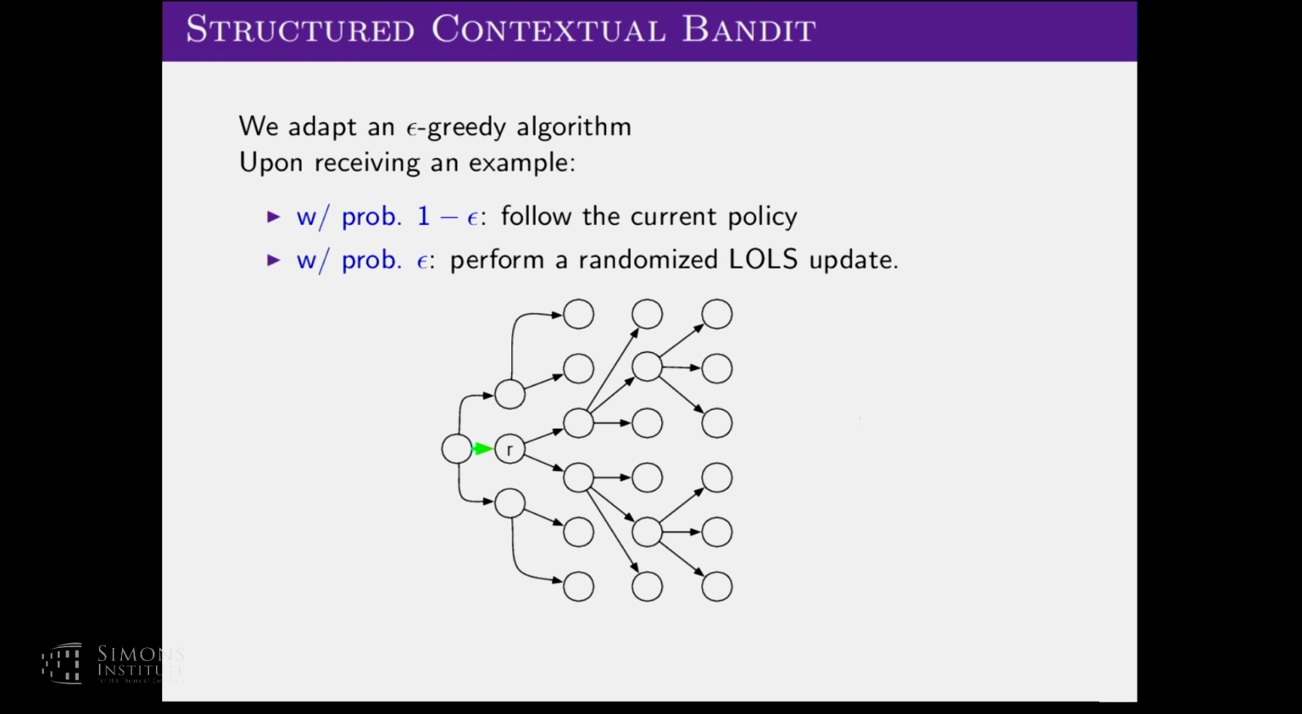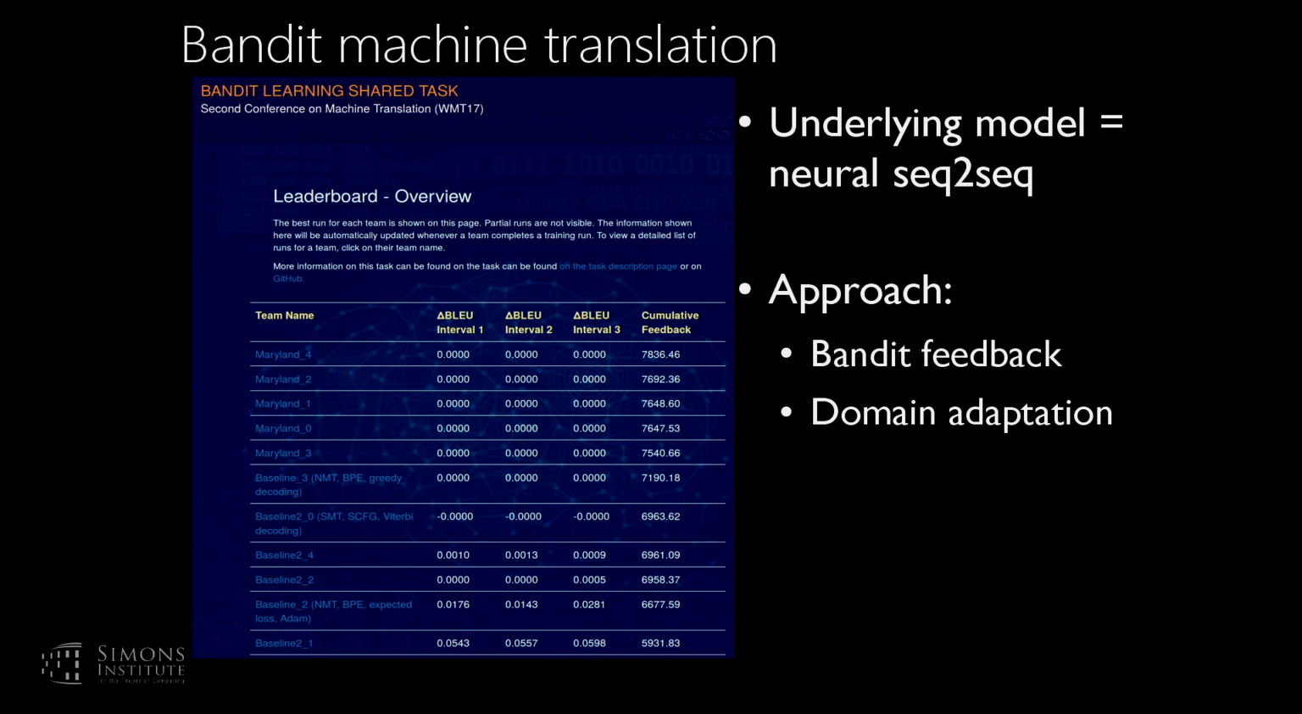Okay, so can you do this with bandit feedback? Yes, you randomize, and then you do importance weighting, and you can ask me afterwards how to do that.